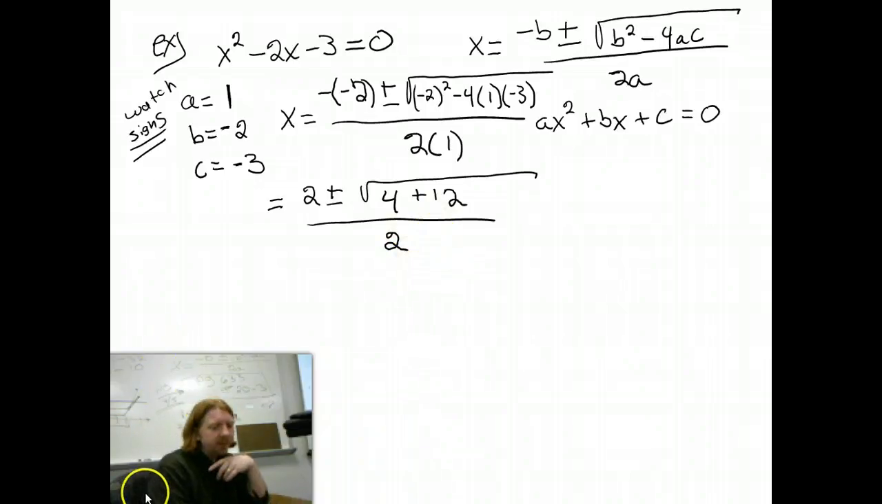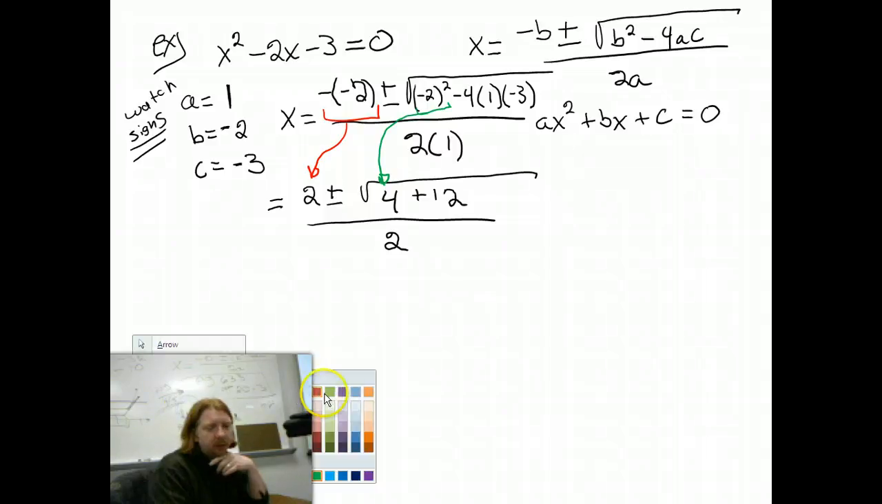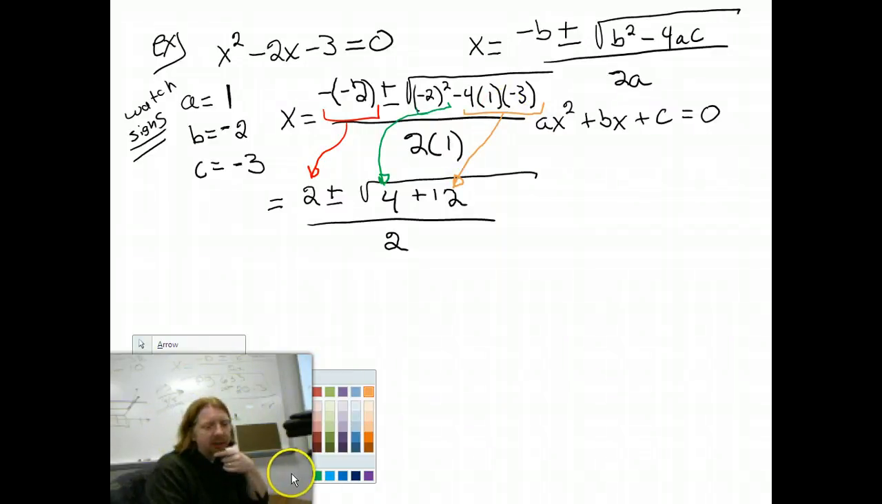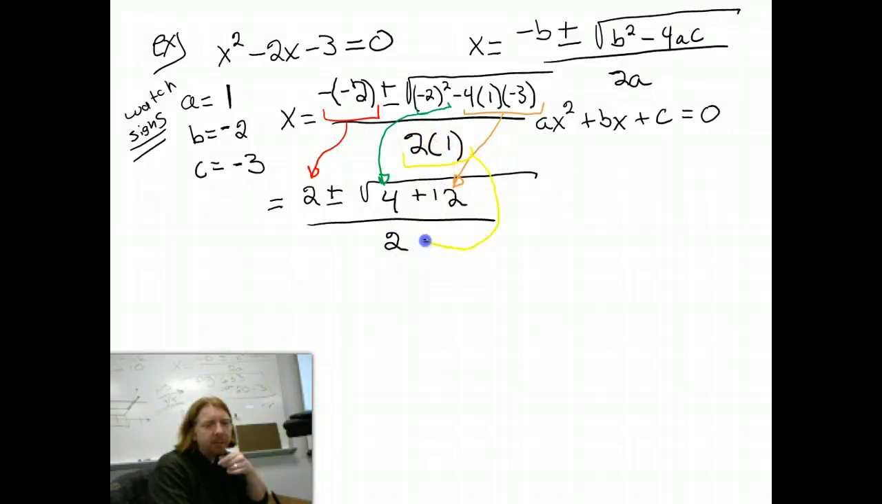Now, one thing I will say here. I did a lot of things as I did that. I did negative times negative. I did negative 2 squared. Then I did negative 4 times 1 times a negative 3. It's not too bad. You guys probably won't need to go back later and actually write this in yourself. But I'm doing this now so you can track what we did at each step. And that's where I got that 2.